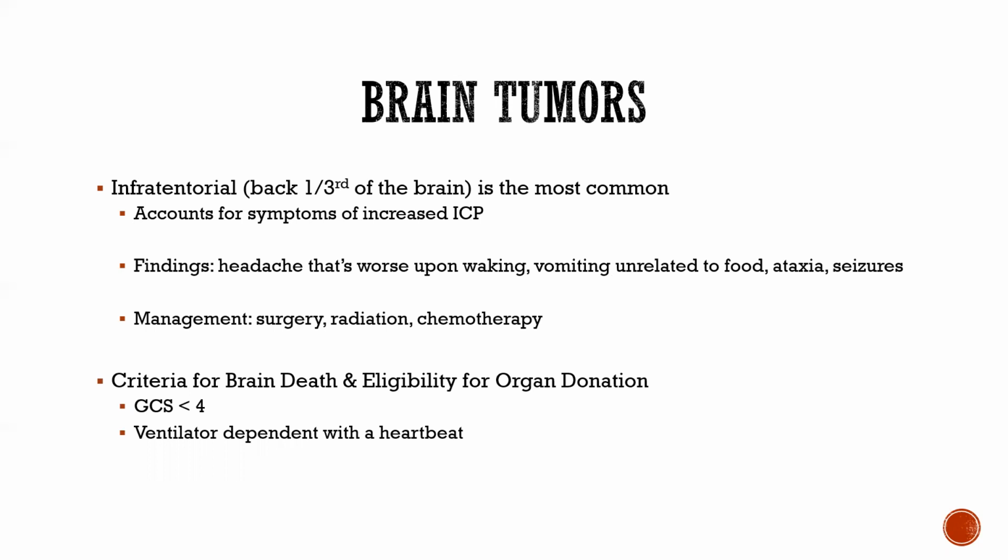I do just want to mention very quickly that there is a little bit of criteria for brain death / organ donation because we are kind of in that brain injury intracranial issue. And so just so you know, a Glasgow Coma Score or GCS of less than or equal to 4 is criteria for brain death. And also the patient has to have a ventilator in order to breathe. So that's what vent dependent means. They have to have a ventilator in order to breathe, but they still have a heartbeat. So just keep that in the back of your mind if you should see that in your future.